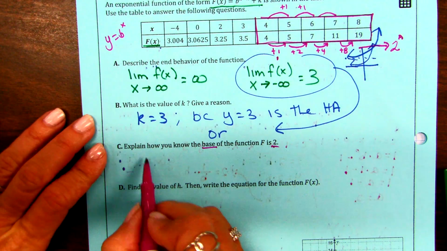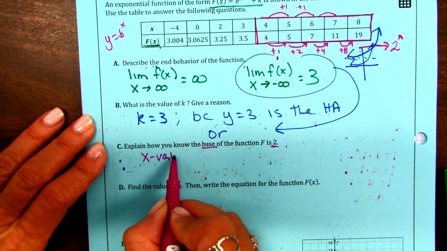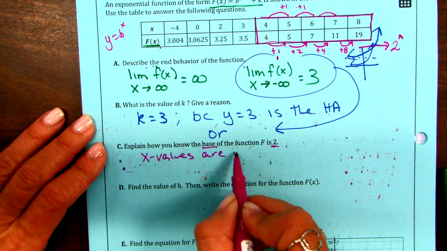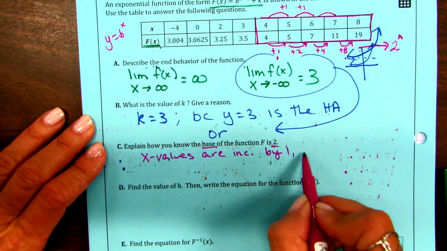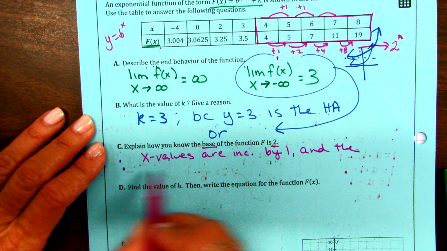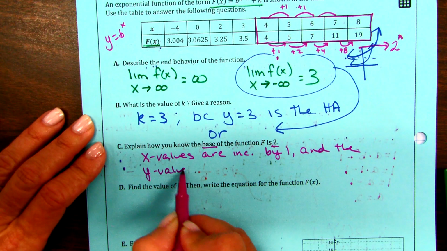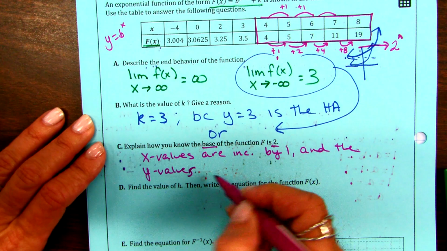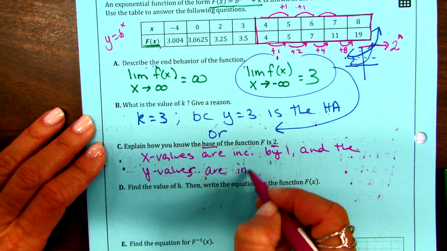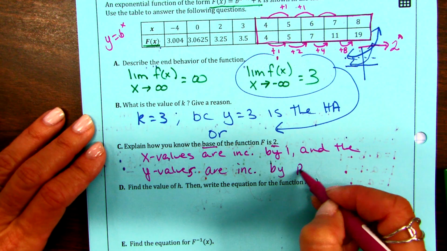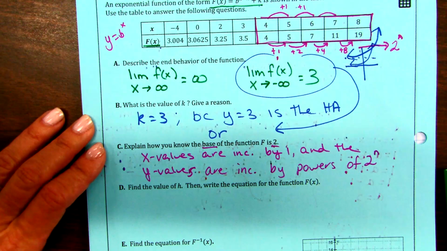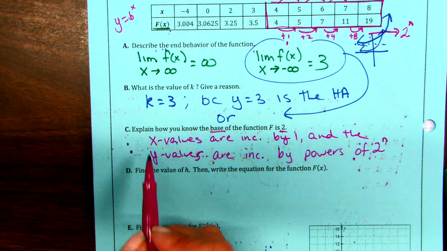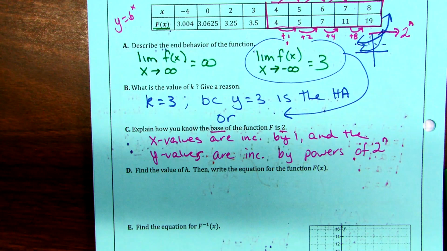The why of it is because the x values are increasing by 1, and the y values are increasing by powers of 2 to the n. Okay, so to get full credit on this one, you want to talk about your x values, you want to talk about your y values.